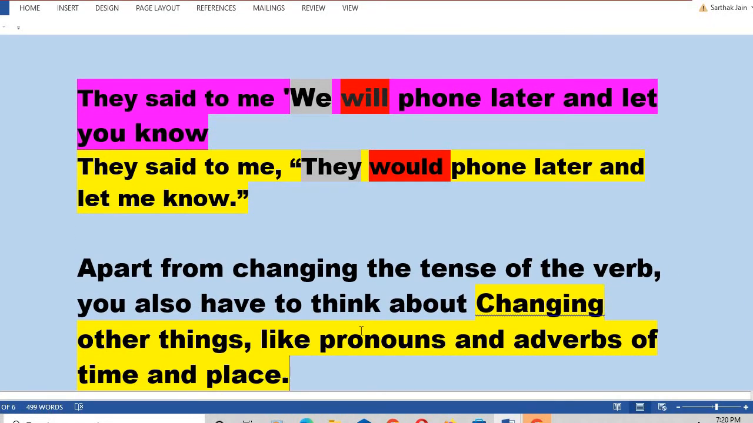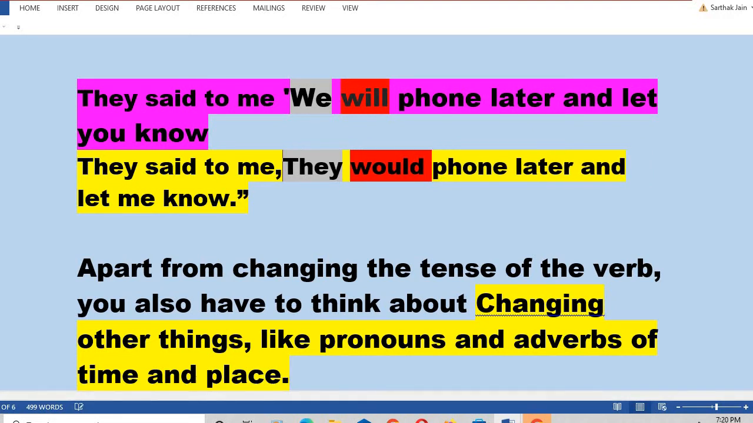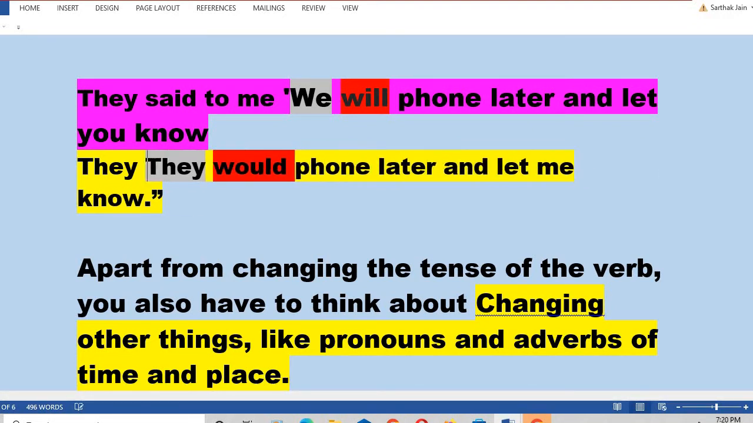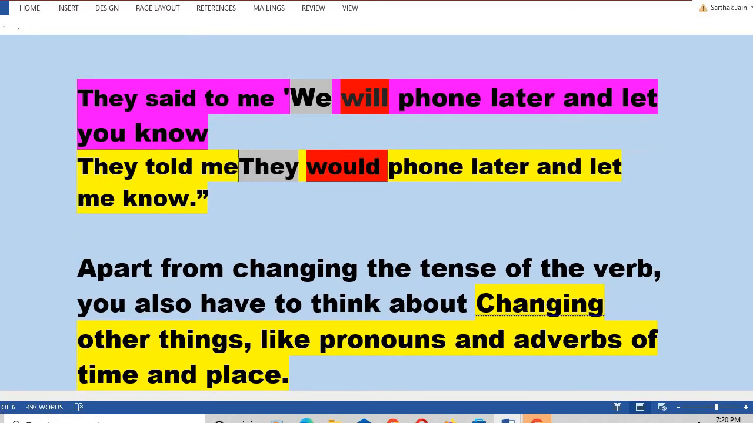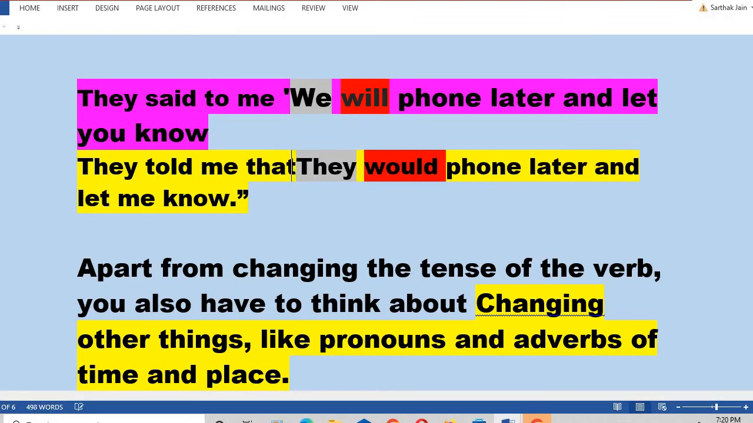They said to me, "We will phone later and let you know." Now see, this was the direct version, and the indirect version is, let me correct it, I forgot to edit it. They told me that they would phone later. Okay. Now see, how had I changed it?